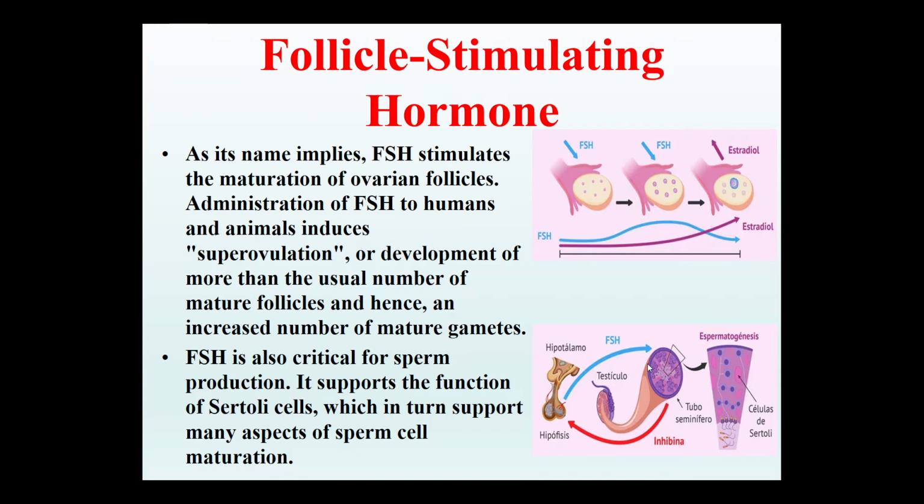Follicle stimulating hormone. FSH stimulates the maturation of the ovarian follicles. Administration of FSH to humans and animals induces superovulation, or development of more than the usual number of mature follicles, and hence an increased number of mature gametes. FSH is also critical for sperm production. It supports the function of Sertoli cells, which in turn support many aspects of sperm cell maturation.